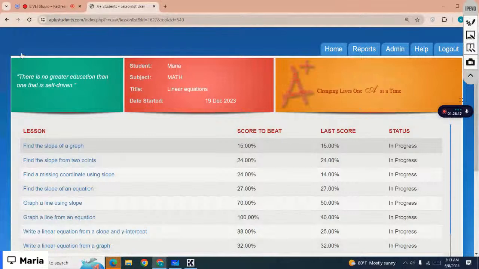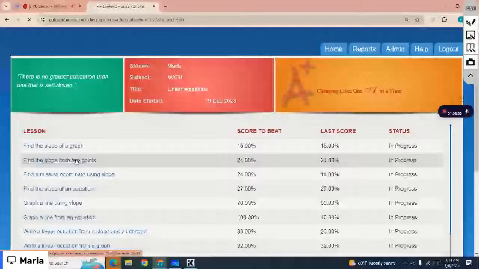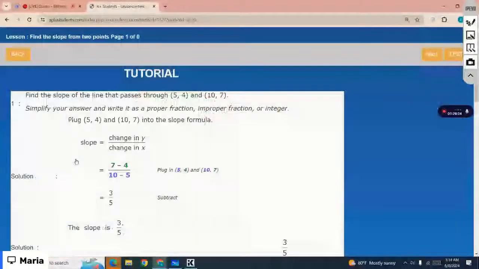The next lesson is find the slope from 2 points. Now you are given the points, right? Earlier we were calculating the slope from the graph, so we had to find the points. But now you are given those points, you simply have to calculate the slope.